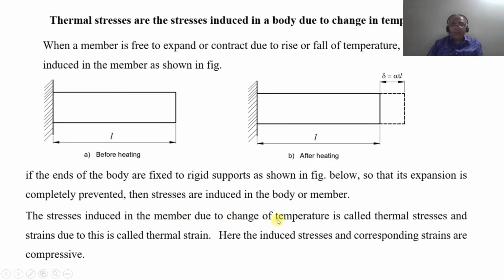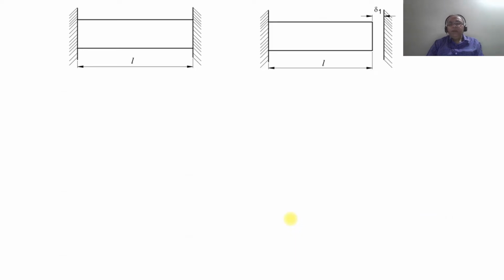The stresses induced in the member due to change in temperature are called thermal stresses, and the strain due to this is called thermal strain. Here the induced stresses and corresponding strains are compressive. Why is that? Because once the member expands and touches the support, there is always a prevention, so the member is prevented from expanding by its length. The reaction will take place and try to push the member back away from the obstruction. This is how it is explained for delta 1.